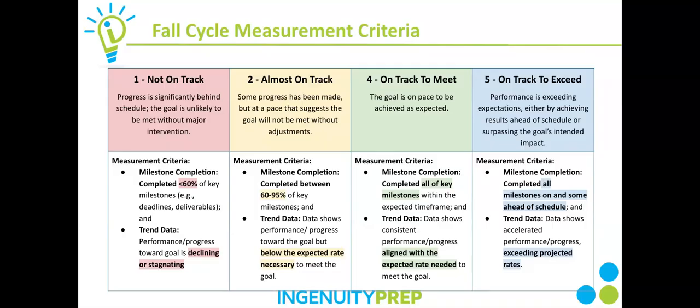Level 4, on track to meet, means all milestones are completed on time and the data shows steady progress at the expected pace to meet the goal. And Level 5, on track to exceed, means milestones are being completed ahead of schedule and the data shows performance is surpassing projections needed to meet the goal.